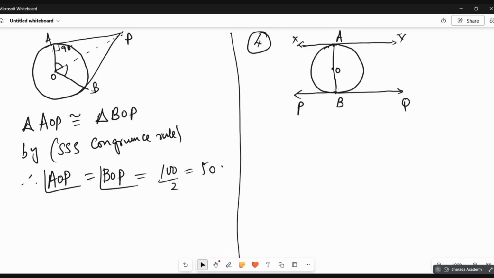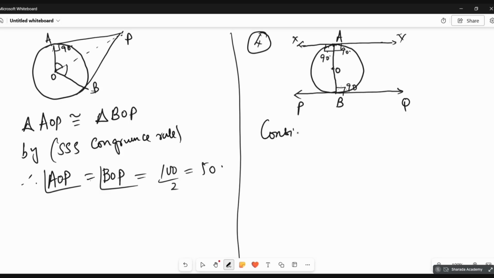Once I want to prove parallel, here OA is perpendicular to XY. This is 90 degrees. And here also it is 90 degrees. Similarly, here also it is 90 degrees. Now, these two angles are alternate interior angles, which are equal. So, I can say they are parallel. That's all.